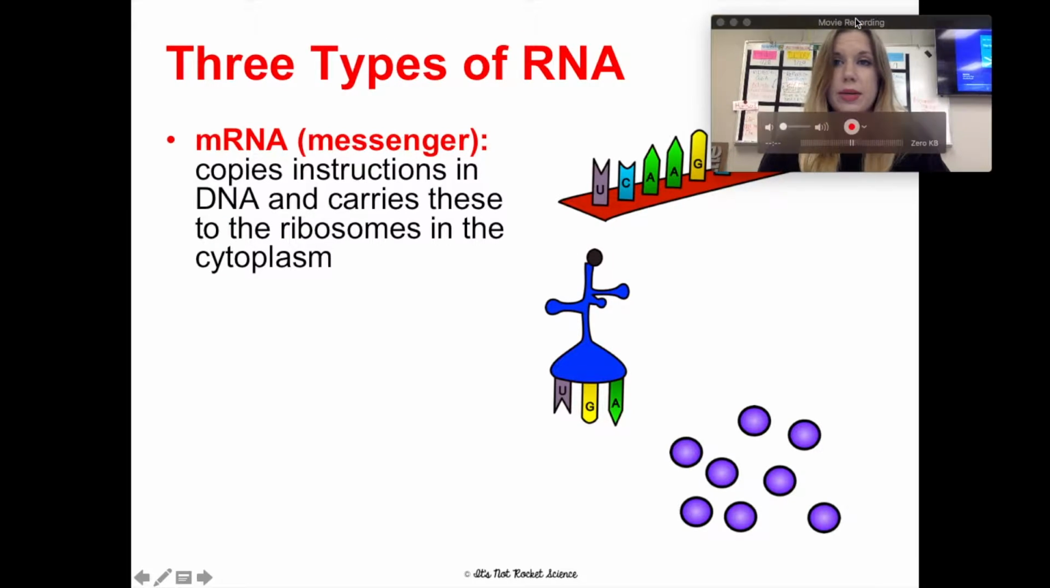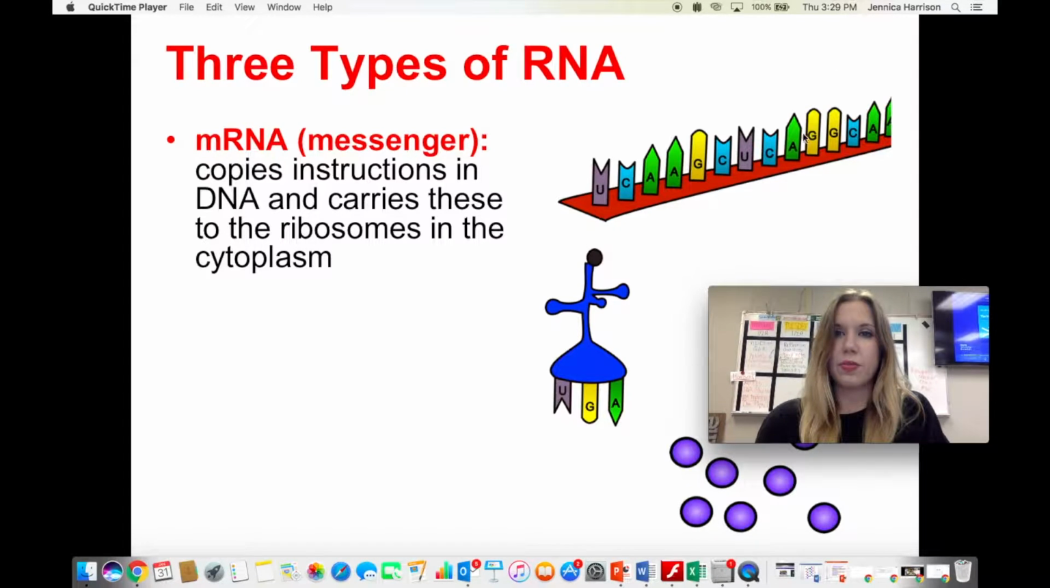So here is a picture of what mRNA looks like, and it looks exactly like what you would think. This is what you have already learned about when I taught you about RNA. So just that single-strand molecule with ribose sugar.